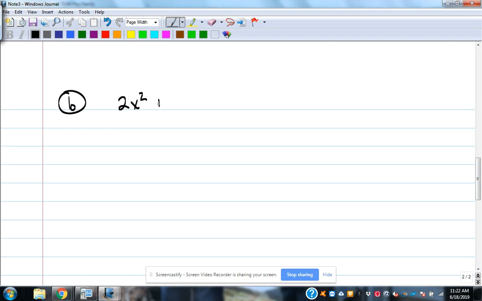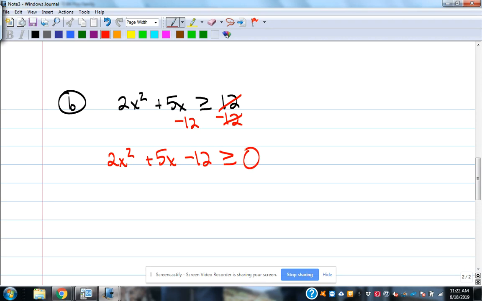2x squared plus 5x is greater than or equal to 12. Okay. So first thing we want to do is get it in descending order and 0 on one side. This one is easy to get 0 on one side by just subtracting 12. So 2x squared plus 5x minus 12 is greater than or equal to 0.